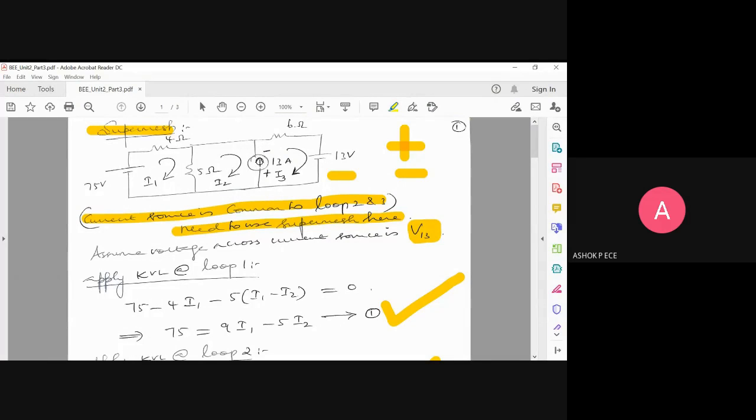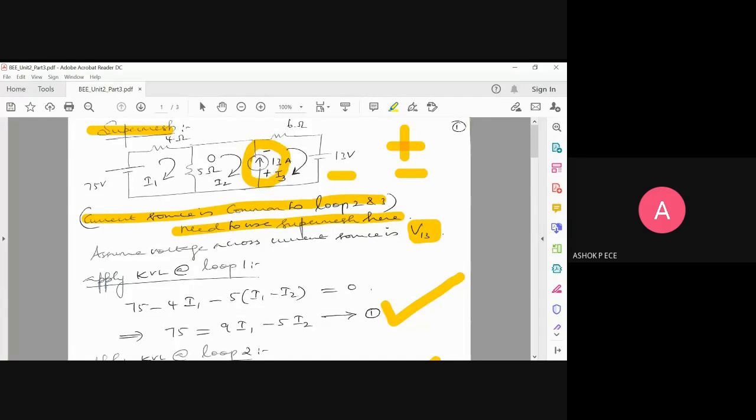For that, I'm assuming the current source to have a potential of V13. And the polarity is, when the current is moving upwards, it is entering at positive and leaving at negative, right? So the polarity of V13 is plus at the bottom, minus at the top. You have to consider this to be a voltage source.